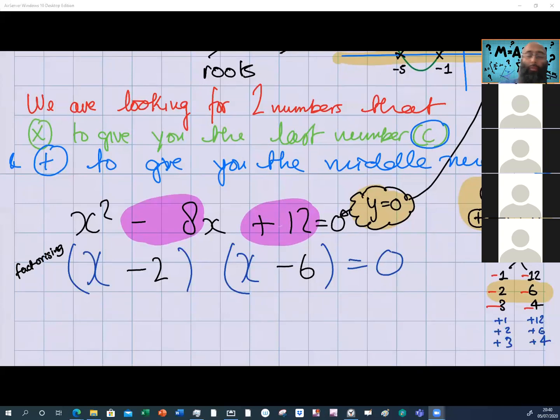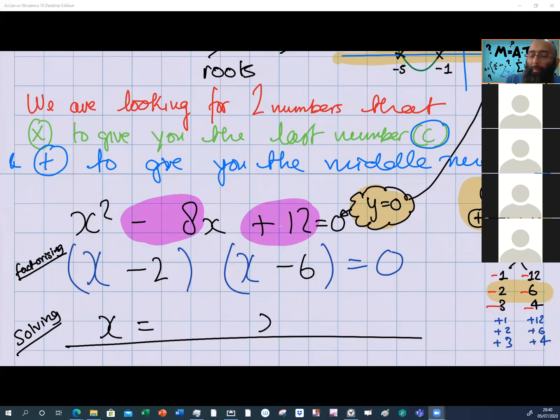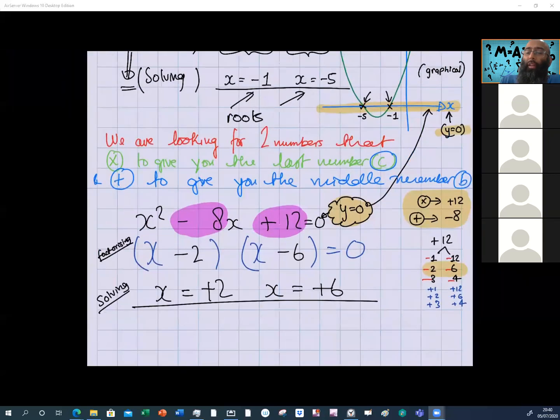So we've done the factorizing part. The next part is the solving part, working out the solution. How do we get to the next stage, Eliza? You do the reverse. So the opposite of -2 is +2. And the opposite of -6 is +6. And these are the roots of the quadratic equation.